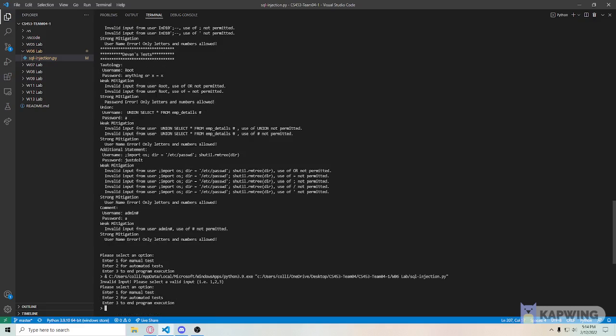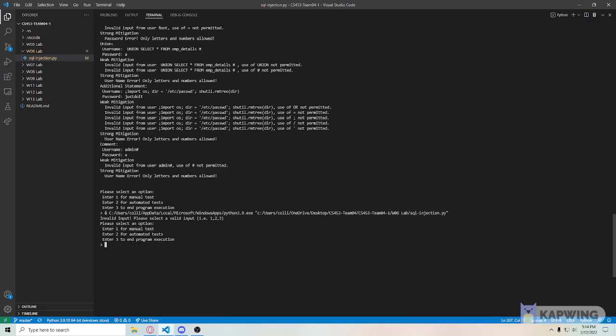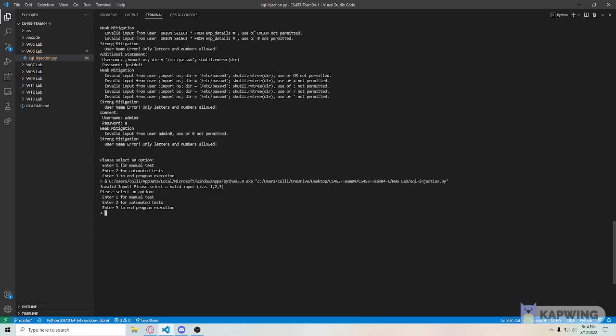For Devin's tests, the or and equal sign are not allowed by the weak mitigation, and the characters are not allowed by the strong mitigation. Here, the union keyword as well as the hash symbol are not allowed by the weak mitigation, and any of the characters are not allowed by the strong. Here we have many of these characters which are not allowed by the weak mitigation, and then all of these characters are blocked by the strong mitigation. And finally, this hash symbol is not allowed by weak mitigation as well as the strong.